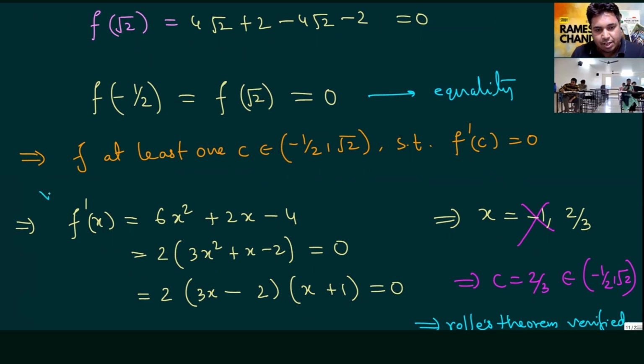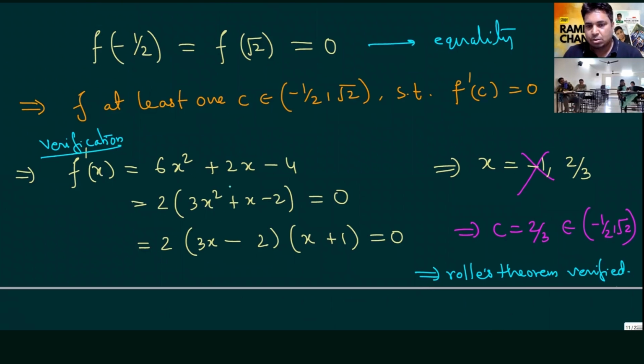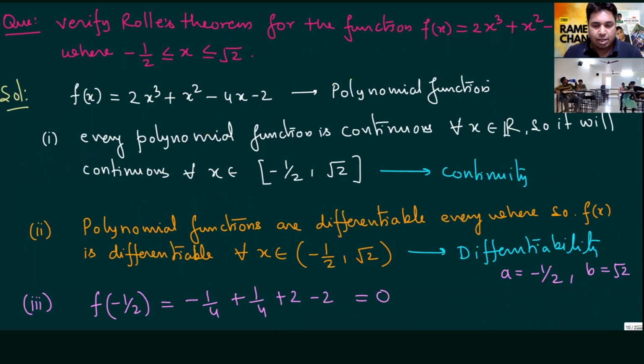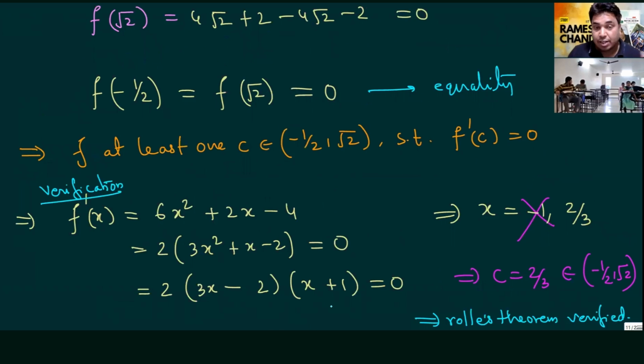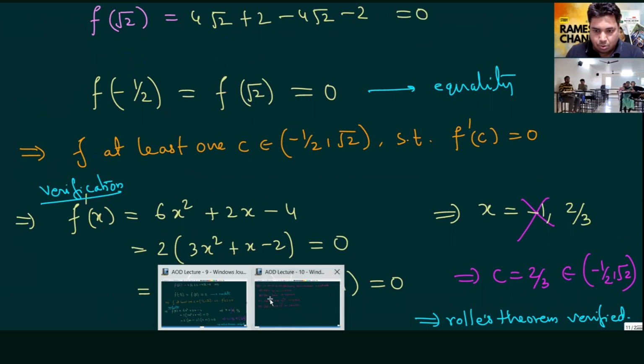So the verification starts from this step. You find f dash x, make it 0, and after that you will get some x values, and the x values in this domain for which f dash x becomes equal to 0 become the c. Sometimes in this place we get only one c. Sometimes we get multiple c in the required domain. So that's why it says at least one c. Any doubt, kids? Not at all.